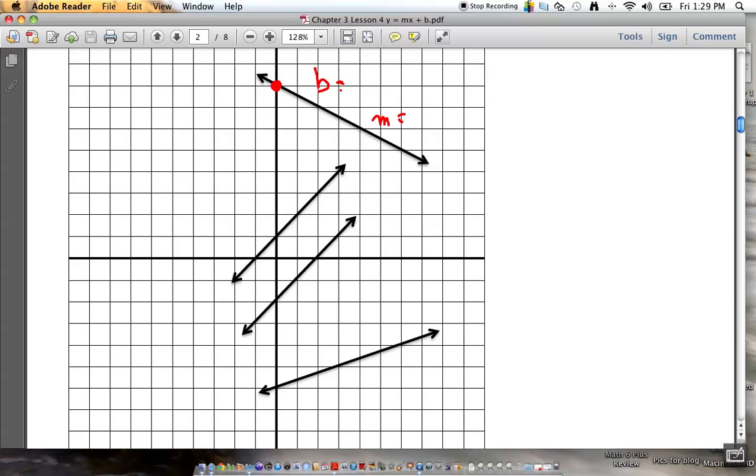Now what I want to do is count where that is on the y-axis. So it's going to be 1, 2, 3, 4, 6, 7, 8. So b is 8. That's all I have to do. That's how easy b is to find.